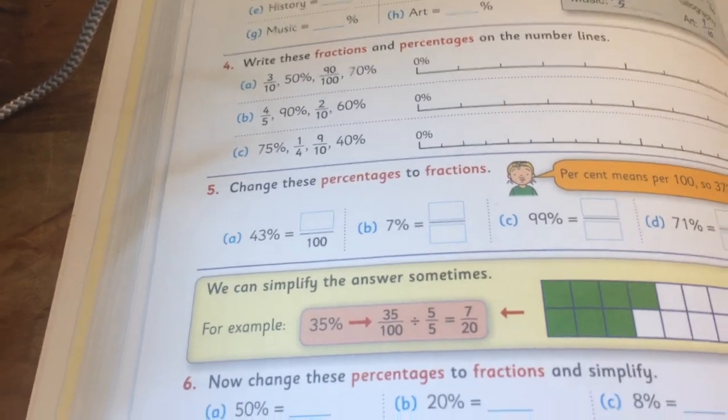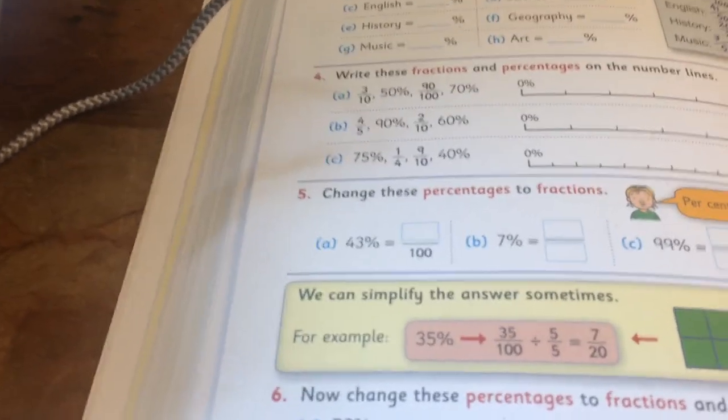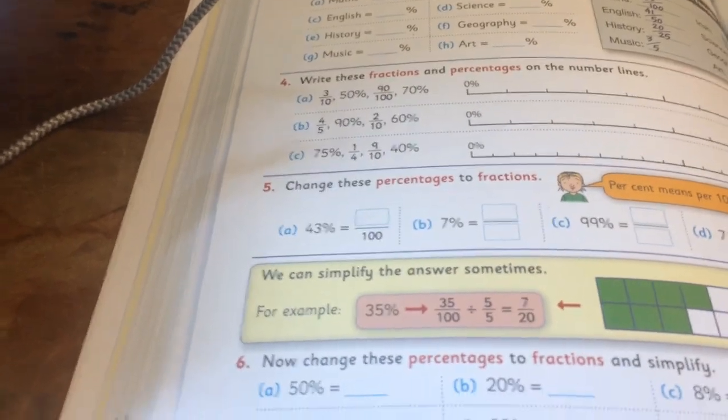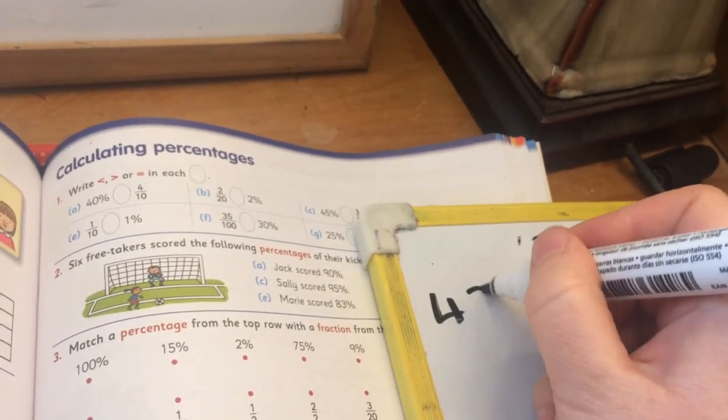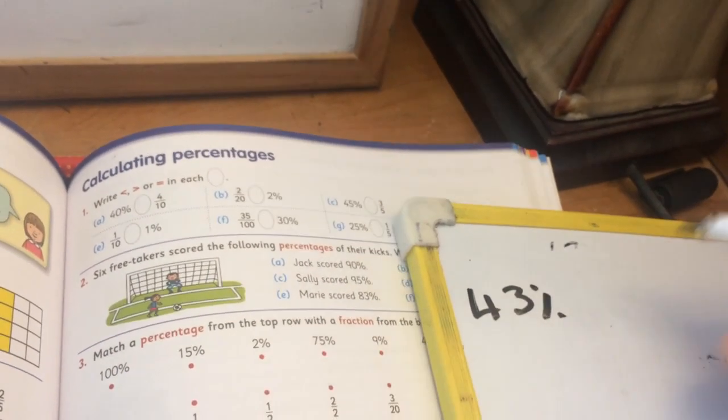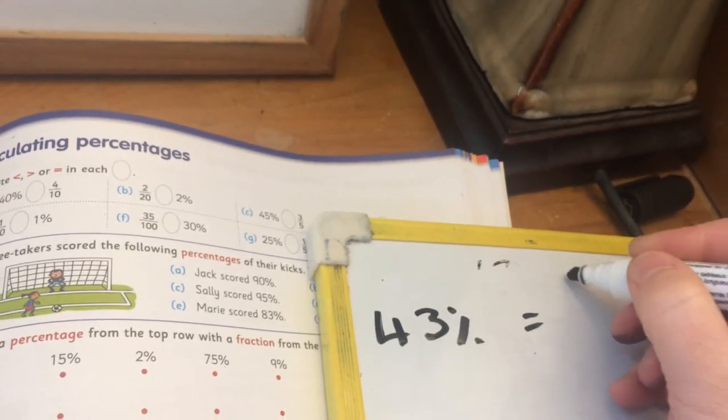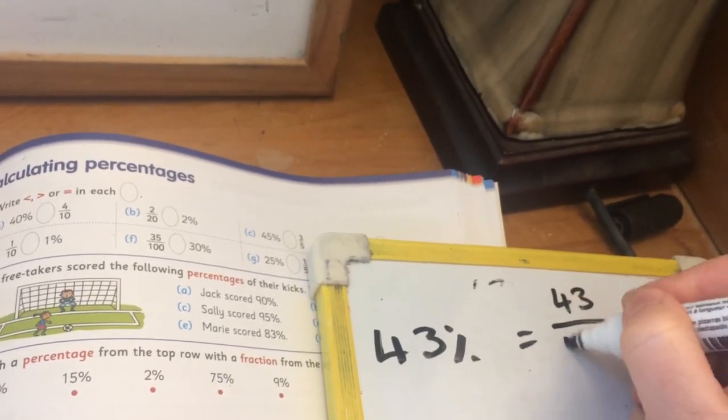All right. So we're nearly there, guys. We're going to look at number 5 now. Change these percentages to fractions. When you want to change a percentage to a fraction, you have to go backwards again. Nice and easy ones, first of all, is 43%. So we know it's out of 100. So we know it's 43 out of 100.